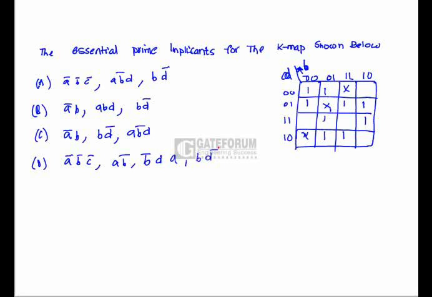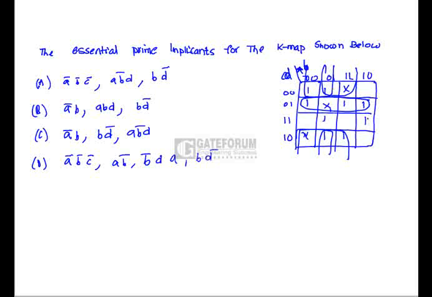Essential prime implicants for the K-map shown below. First of all, we have to group the squares such that this one and this form a quad, again this forms a quad, here these two squares and these two squares form a quad. But there are multiple possibilities for these minterms which have been grouped together.